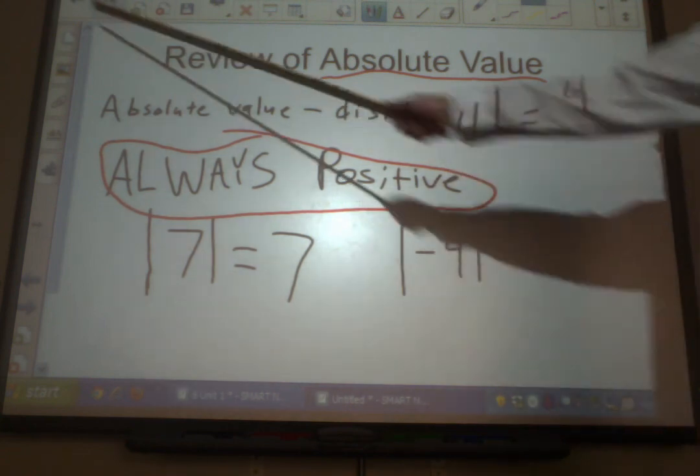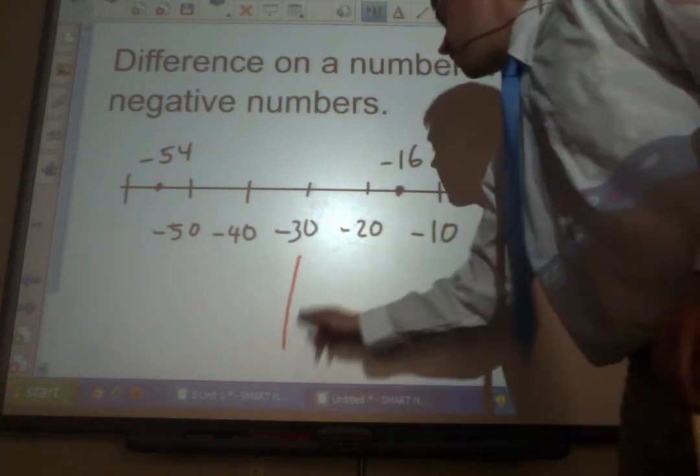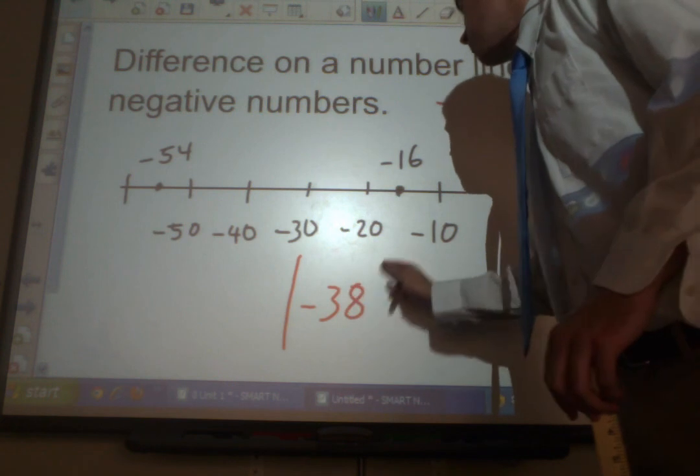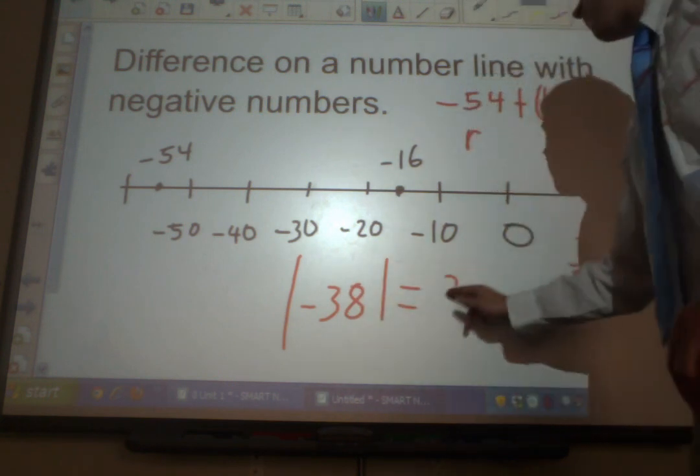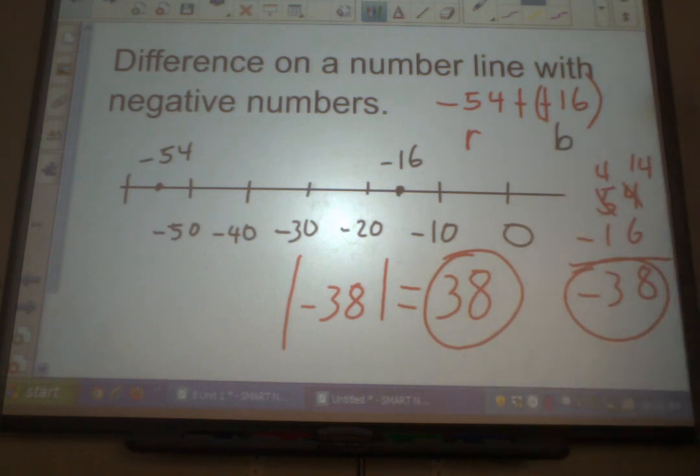What we can say is, going back to this problem, the distance between 2 points on a number line is always the absolute value of their difference. It's always the absolute value of their difference. So in this case, we already found the difference right here. It's negative 38. All we have to do is take the absolute value of it. So the absolute value of negative 38 equals 38, and that is the distance between those 2 points.